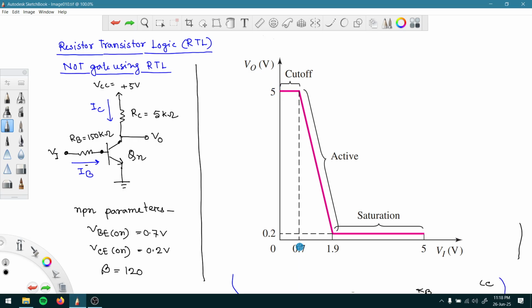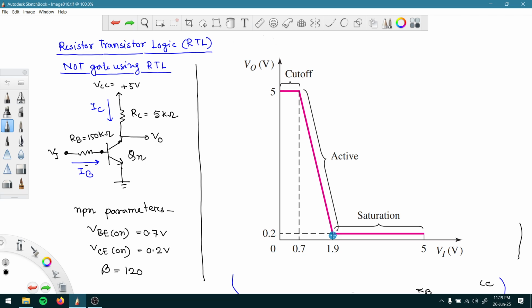Then after increasing the voltage starting from 0.7 up to a higher value, we saw that this junction was forward biased. Because of that, current started to flow, IB was increasing. Because of that, IC was also increasing, and ICRC was increasing. If ICRC is increasing, what will happen? This voltage drop will reduce the amount of voltage we are getting across V0. So that's why you see in this region the value of output V0 gradually decreasing. This is the active region, right?